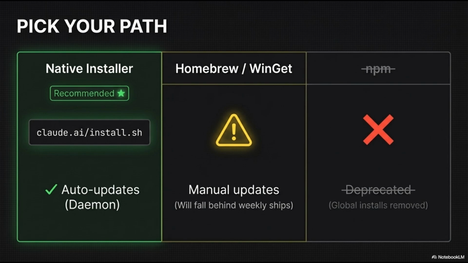And I want to point out a specific detail here, because as engineers, we love our package managers, right? Oh, yeah, absolutely. We want to use Homebrew on Mac or WinGet on Windows. Yeah. But the native installer is heavily recommended here. Yeah, and there's a very good reason for that. The native script sets up a daemon that auto-updates silently in the background. Which is huge. Because if you use Homebrew or WinGet, you're stuck doing manual updates, and with weekly ships, you're going to fall behind instantly. Also, side note, if you remember the old NPM installation method. Oh yeah, the global NPM installs. Yeah, that's been totally deprecated by Anthropic. They want you on the native binaries.